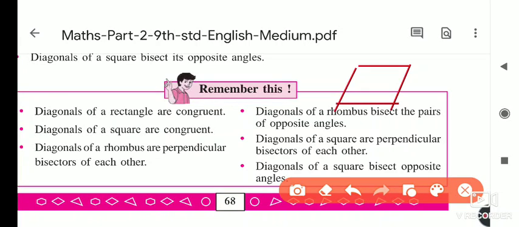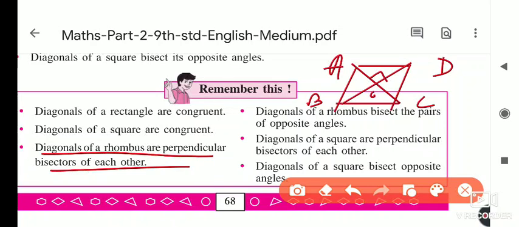Diagonals of a rhombus are also congruent to each other. If we give the names A, B, C, D to this figure, here also AC is congruent to BD, and they are perpendicular bisectors, meaning AO is perpendicular to BD, and in the same way BO is perpendicular to AC. So the diagonals of a rhombus are perpendicular bisectors of each other. These points are important, that's why I am repeating them. We have to write this as a reason whenever we are solving the theorems.